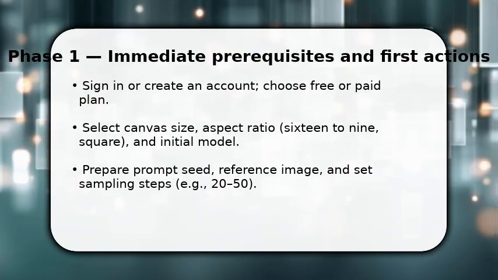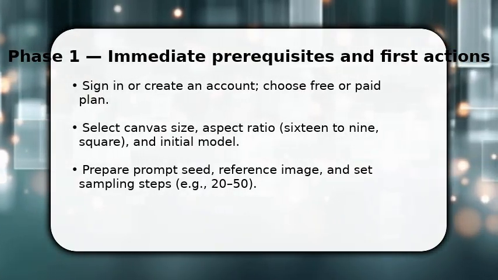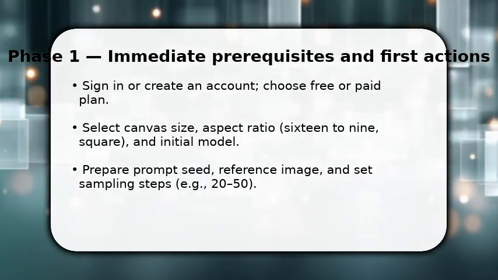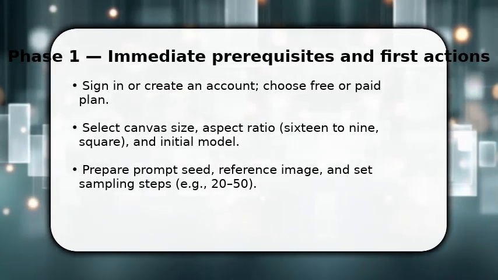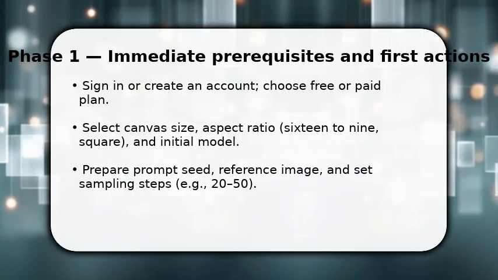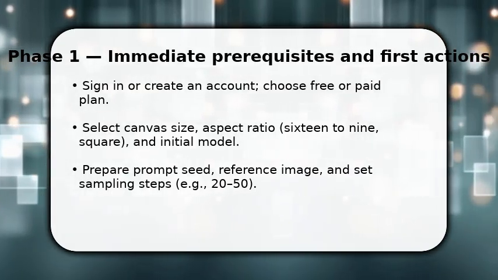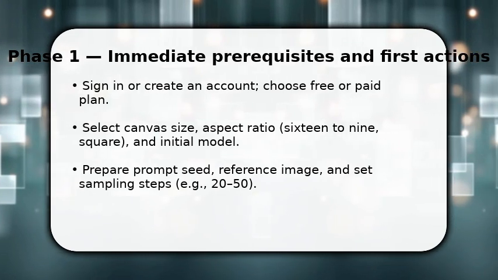Once done, choose a model and prepare your prompt, seed, plus any reference image. Also set sampling steps, typically between 20 and 50, because higher steps refine detail. Finally, save a quick preset so you can repeat these initial settings without restarting.